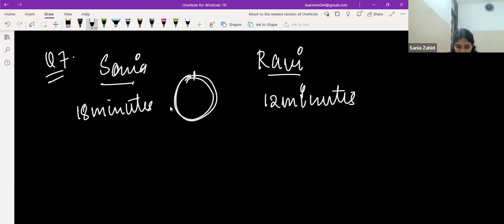So now they are asking, they start at the same point and at the same time and go in the same direction. After how many minutes are they going to meet? So tell me, what are you going to do in this question? You will do LCM. Okay, so try finding their LCM and tell me the answer.